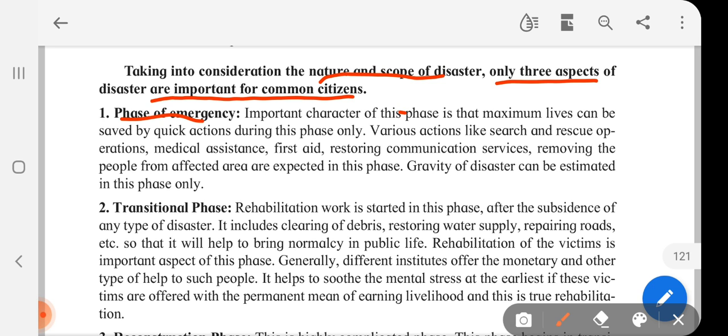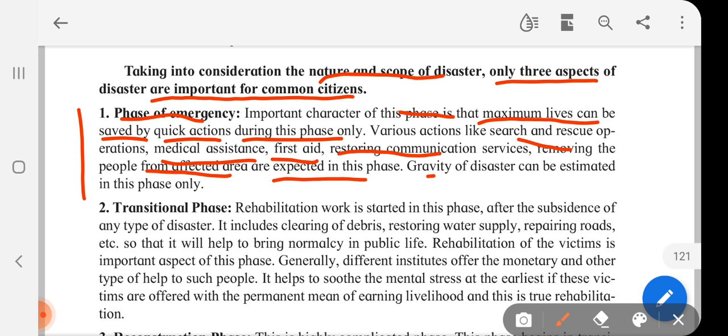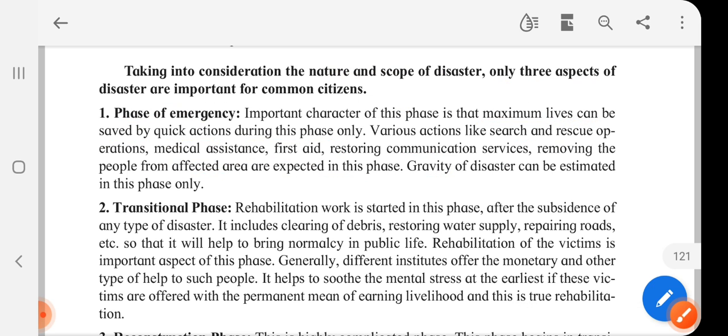Like phase of emergency, the important character of this phase is that maximum lives can be saved by quick actions during this phase only. If we take quick action, then maximum lives of the common citizens can be saved in this phase. Various actions like search and rescue operations, medical assistance, first aid, restoring communication services, removing the people from affected area are expected in this phase. Gravity of disaster can be estimated in this phase only. So this is a very important phase in disaster management. In the phase of emergency, we can understand if the people are given timely assistance, then the lives of the people can be saved, and we can understand the gravity of disaster in this phase only.